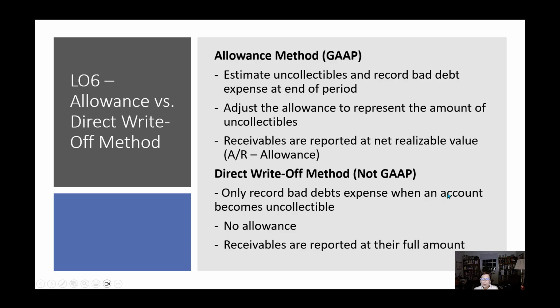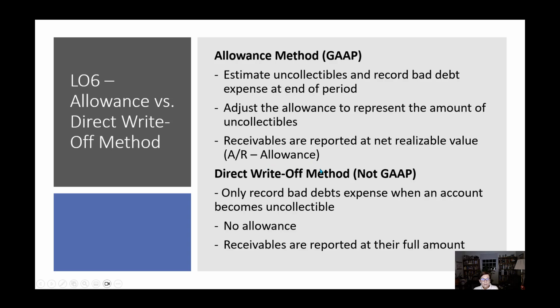All right, so what we've been looking at is the allowance method, which is GAAP. And that requires estimating the uncollectibles at the end of the period, making the adjustment, and then reporting our receivables at net realizable value, which is the accounts receivable minus the allowance. Remember, that's a contra asset account.